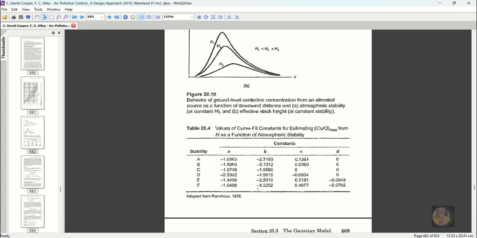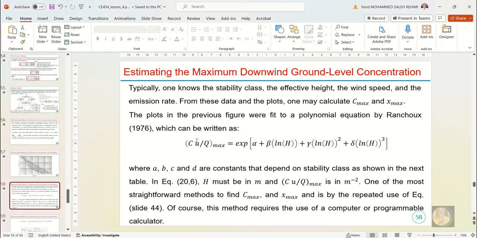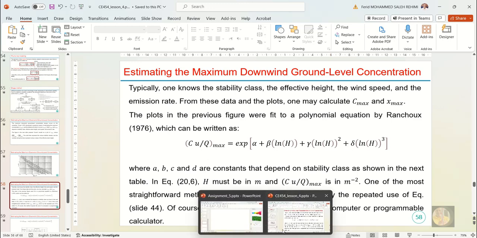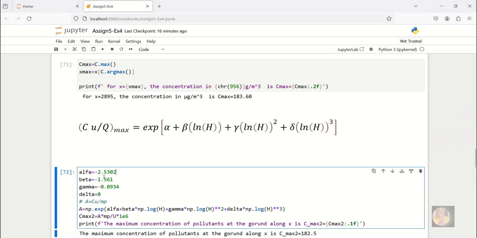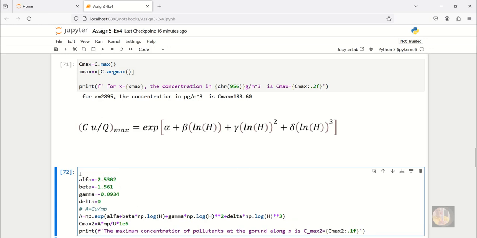Okay, but in our slides we define these as alpha, beta, gamma, and delta instead of A, B, C, D, because sometimes there's a certain confusion between these values and the A, B of the atmospheric class. So that's why in our slides we define them like this. So we will use these values here. This is for atmospheric class D. I'm going to remember this.